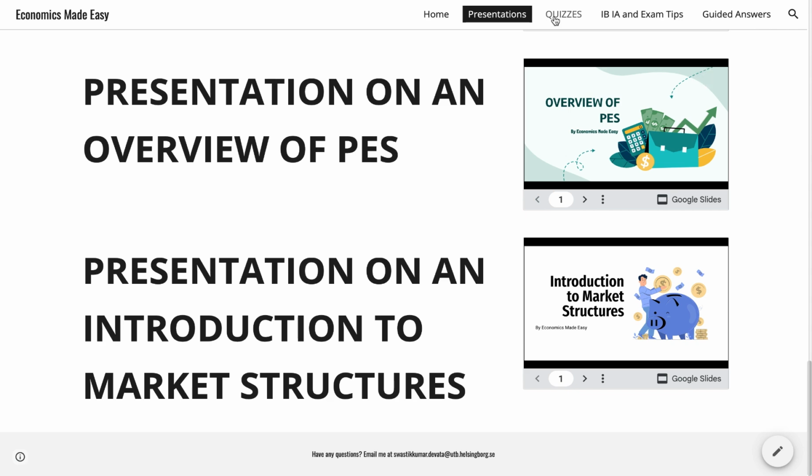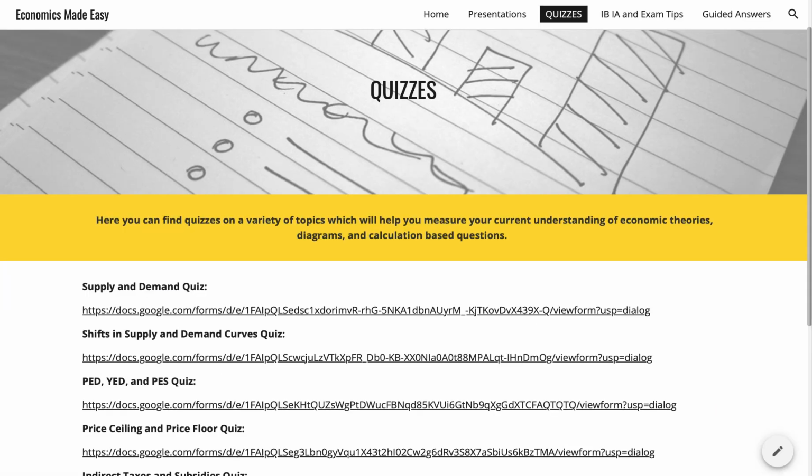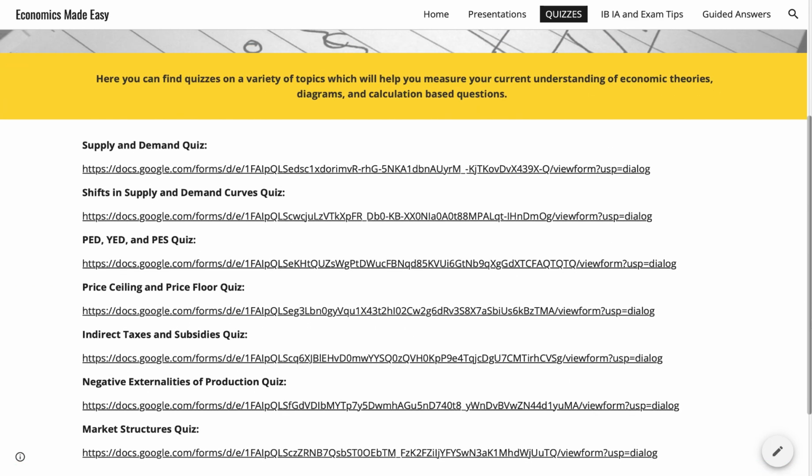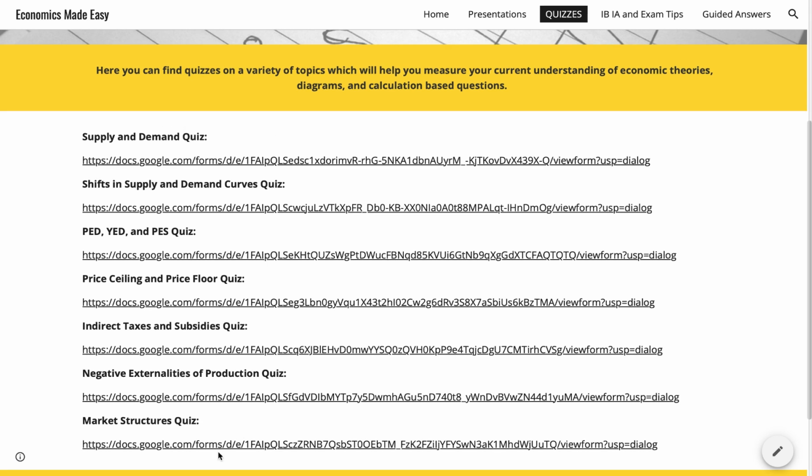This is the part that probably took me the most amount of time, but I do think it'll be extremely vital when you're actually revising for your exams. And I'm also going to put quizzes on macroeconomics and global trade as well. So first of all, here we have the supply and demand quiz, shifts in supply and demand curves, price elasticity of demand, income elasticity of demand, price elasticity of supply. Almost all the main topics you will find yourself studying in microeconomics.